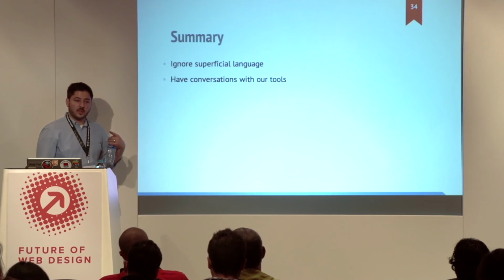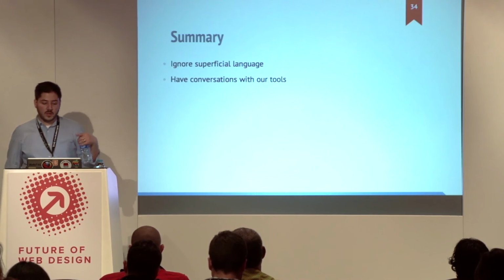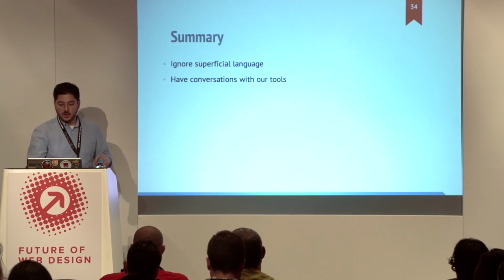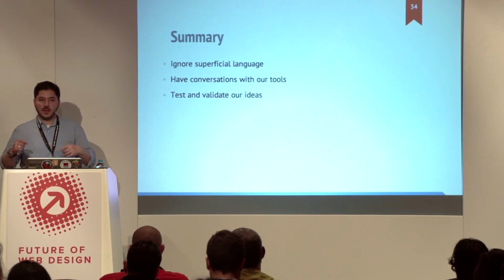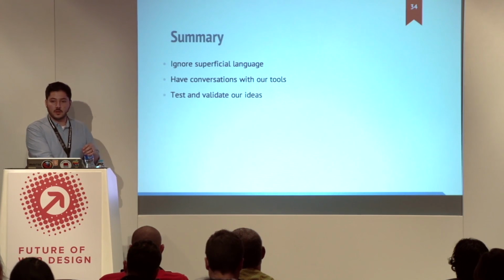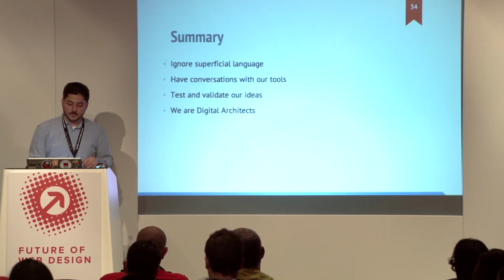The next thing is we need to be a bit more schizophrenic and start having conversations with our tools. We need to really understand what we're trying to represent and what we're trying to create. And finally, we need to test and validate our ideas to prove that it's not just some mythical art. There is a science behind it. Because we are digital architects.